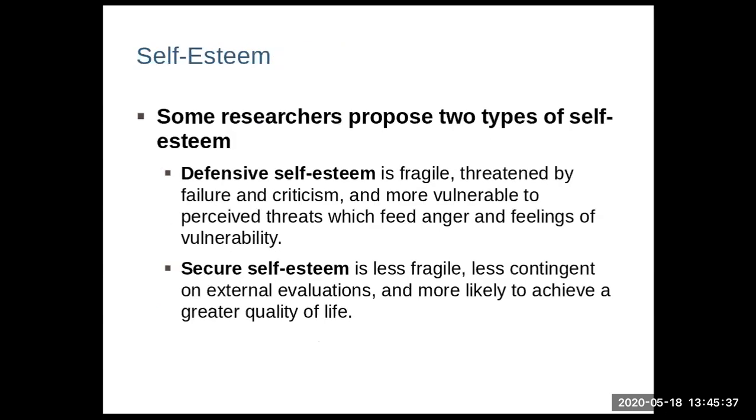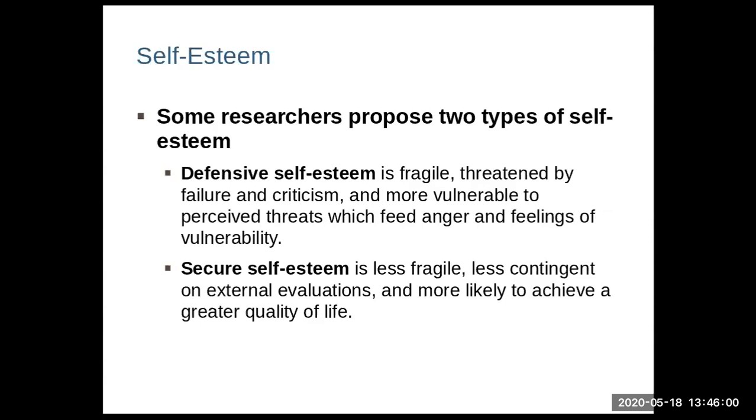So the last thing we're going to talk about is that researchers propose there are two types of self-esteem. One is more fragile. This seems to be the anxious, pessimistic thinking people, which is threatened by things like failure and criticism, more vulnerable to threats. Words may hurt more. It feeds more anger and feelings of vulnerability and lower self-esteem.